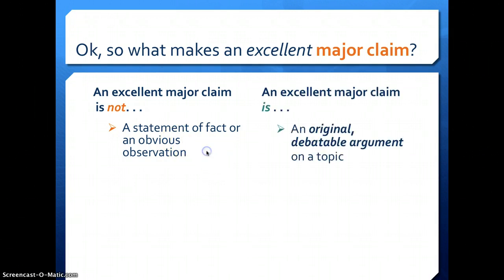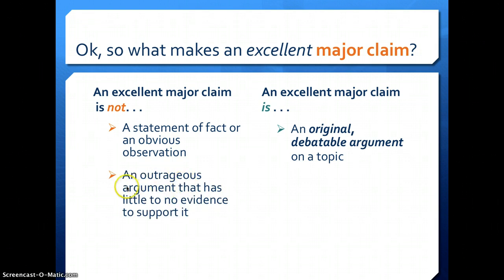However, it is an original, debatable argument on a topic. Okay, so it's original, it's unique to you, and it's debatable. I could debate it from one side or the other. Now, often when we try to be original, some people try to be outrageous. A major claim is not an outrageous argument that has little or no evidence to support it. Sometimes I don't know how to be original, so I just go extreme and I try to prove something that makes no sense whatsoever. So we don't want to do that.